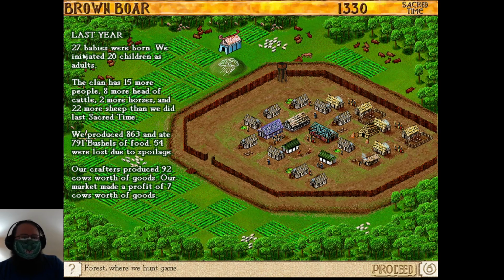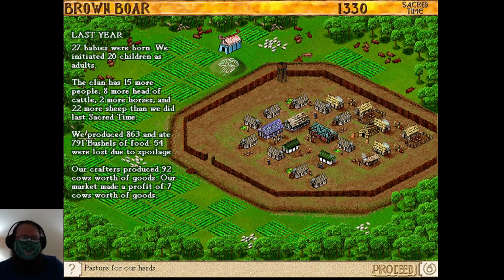Okay. 27 babies were born. We initiated 20 children as adults. So, a little bit of a mismatch there. Would have preferred, if anything, the numbers switched around just because children take stuff. Adults can provide stuff. Clan has 15 more people, 8 more heads of cattle, 2 more horses, and 22 more sheep than we did last Sacred Time.